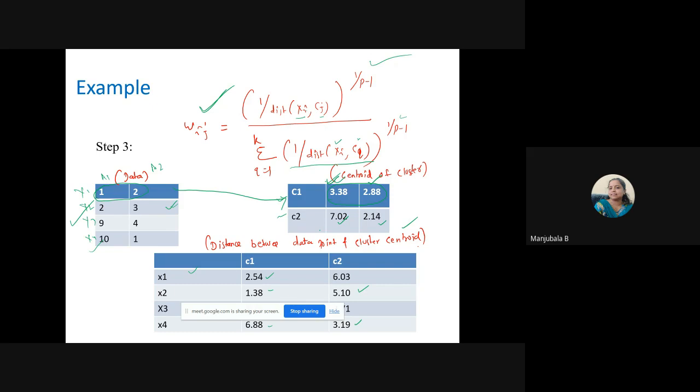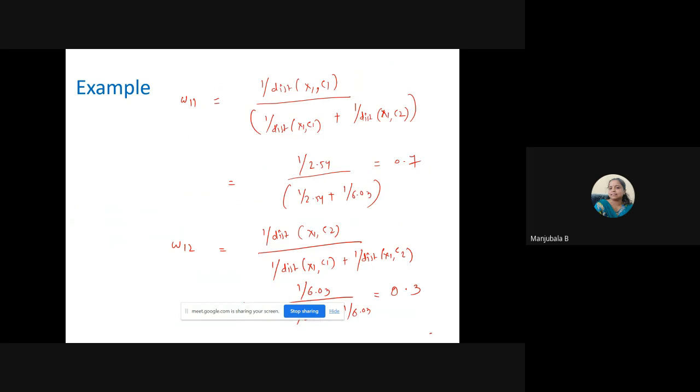So how many weights will be there? 8 weights will be there, right? W11, W12, W21, W22, W31, W32, W41, W42. So for getting those values, we have to apply this formula. Here, how to find out this W11? W11 is the reciprocal of, because the P value we have considered as 2, the power of 1 by P minus 1 is coming 1 only.